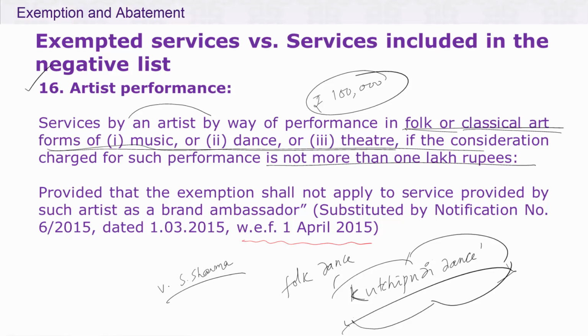Vedanta Satyanarayana Sharma, let us say, is paid 5 lakh rupees per performance, per night. So now the entire amount is taxable. Suppose he is paid only 1 lakh rupees, not more than 1 lakh, up to 1 lakh rupees, no service tax. If it is more than 1 lakh, say for example 1 lakh 10,000 rupees, service tax is paid on the entire amount of 1 lakh 10,000 rupees.